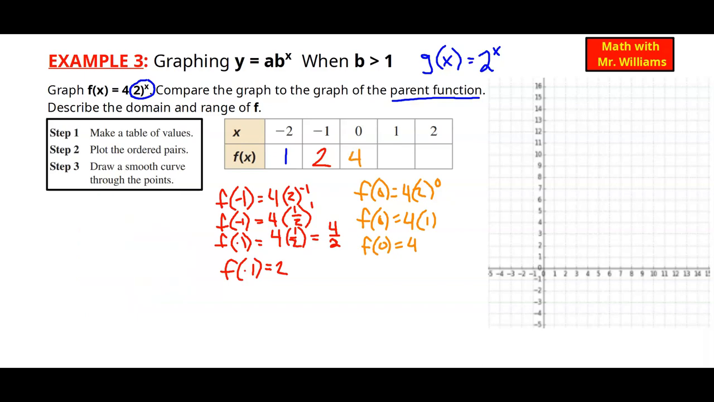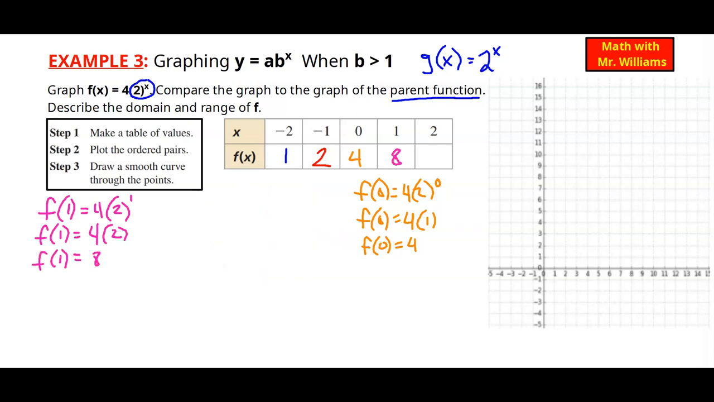Okay, now we're going to evaluate where x equals 1. We're going to evaluate the exponent. There's 1, 2 there. Now we're going to multiply. So the function of 1 is 8. All right, now we're going to evaluate where x is 2. We're going to write our function, evaluate our exponent, and now we're going to multiply. So the function of 2 equals 16.